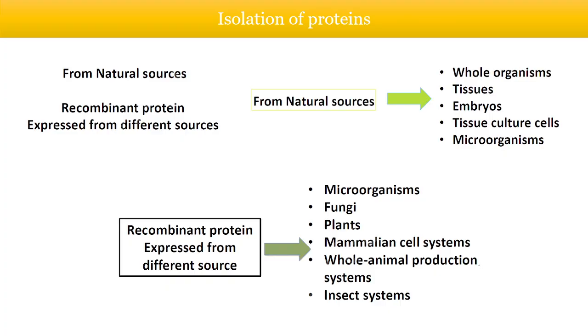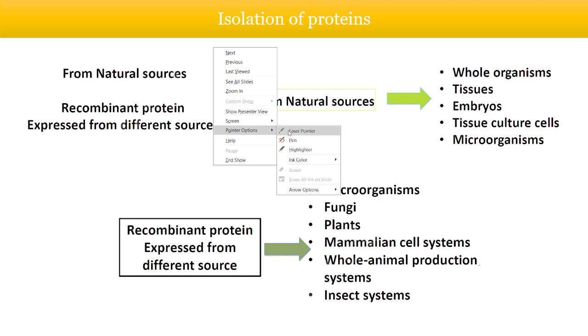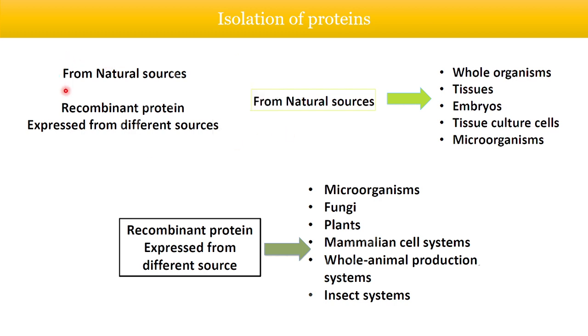So the first thing that comes to our mind is how can we isolate proteins? The different ways of isolating proteins are from natural sources and by recombinant proteins expressed from different sources. So two ways: one is the natural source and the other is the recombinant source. From the natural source, we can get proteins from whole organisms, say the entire organism, say bacteria. Then we have tissues, embryos, tissue culture cells, and different microorganisms. So these are the natural sources from where protein can be isolated.